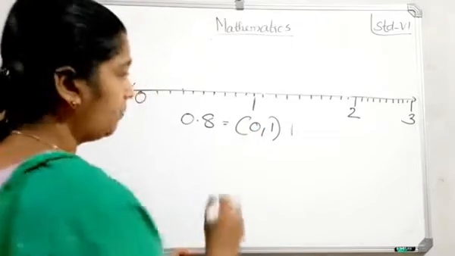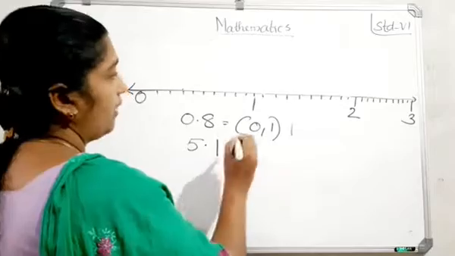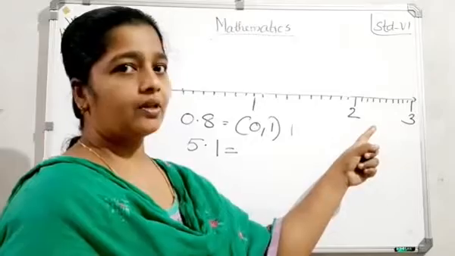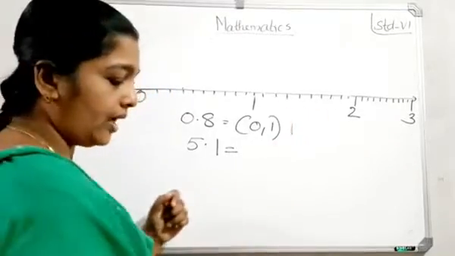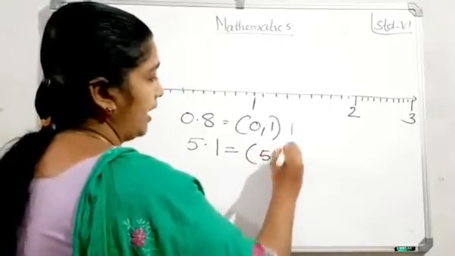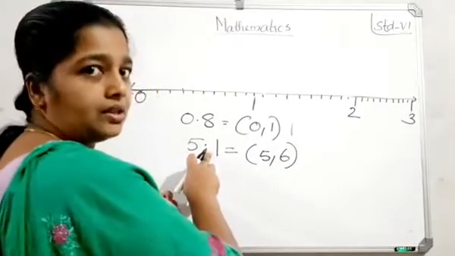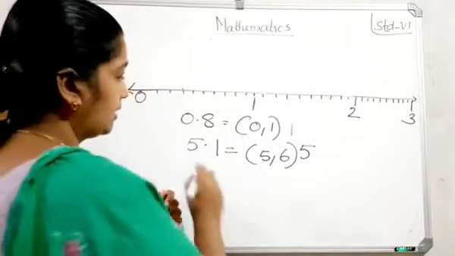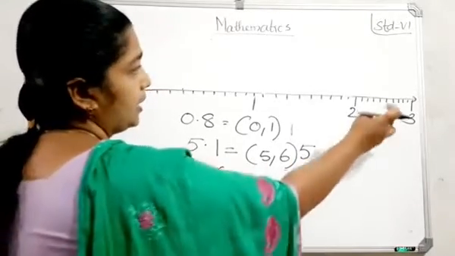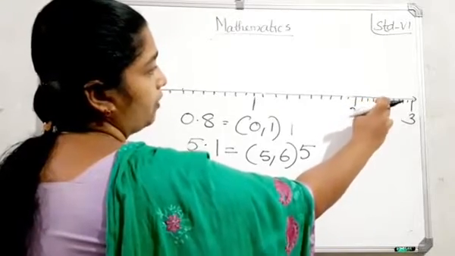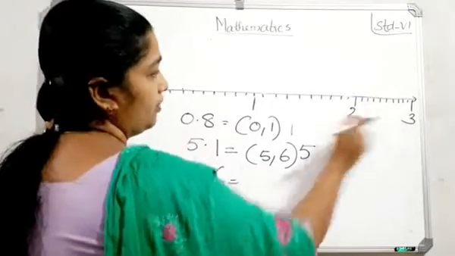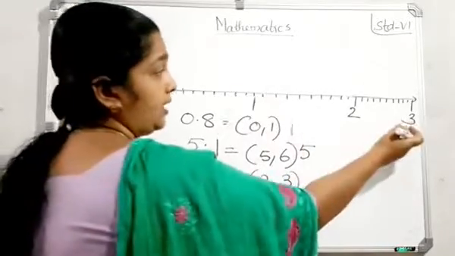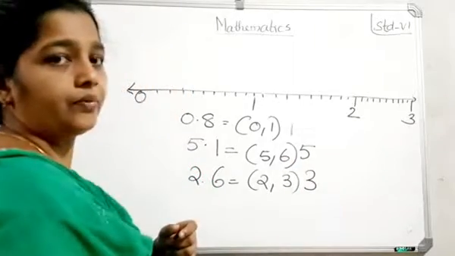Yes. Next question, 5.1. Same. 5.1, where? Here, up to 3. 5.1 is between 5 and 6, and 0.1. So this is near to 5. Next question, 2.6. 2.6: here 1, 2, 3, 4, 5, 6. 2.6 is between 2 and 3, and here 0.6. So we can write near to 3. Yes. Next.